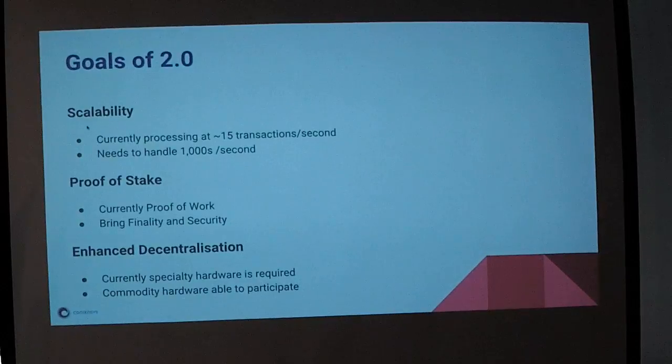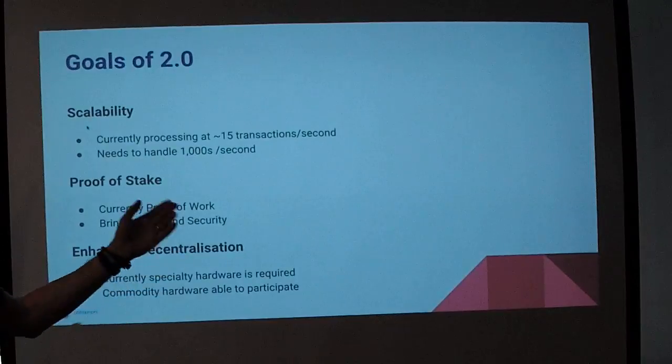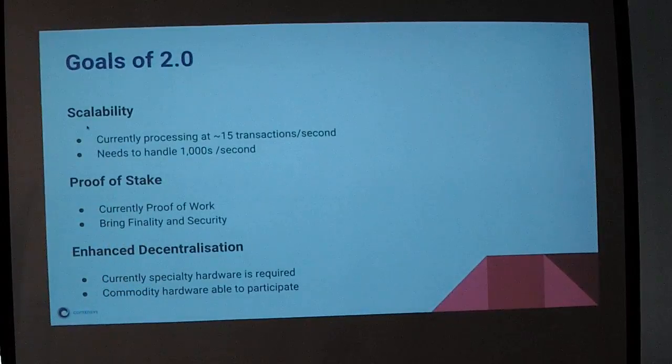So you've got that element, right? The ultimate goal is this last one. One of the reasons proof of stake is on the table is we want to bring it down so that commodity hardware, this laptop, can participate actively in the consensus of an Ethereum network.